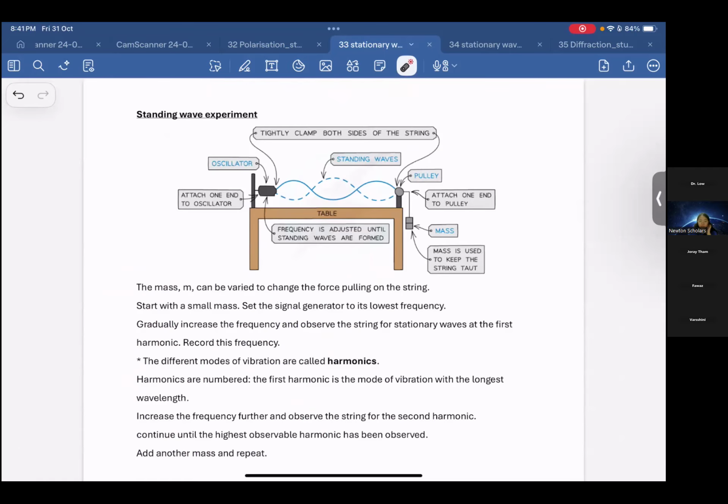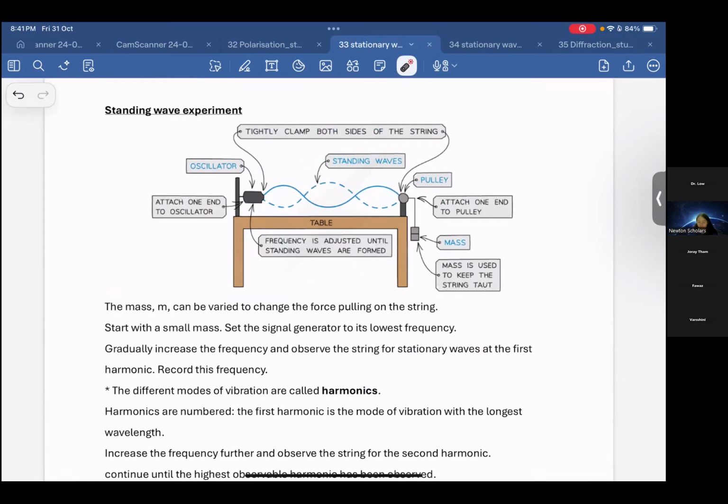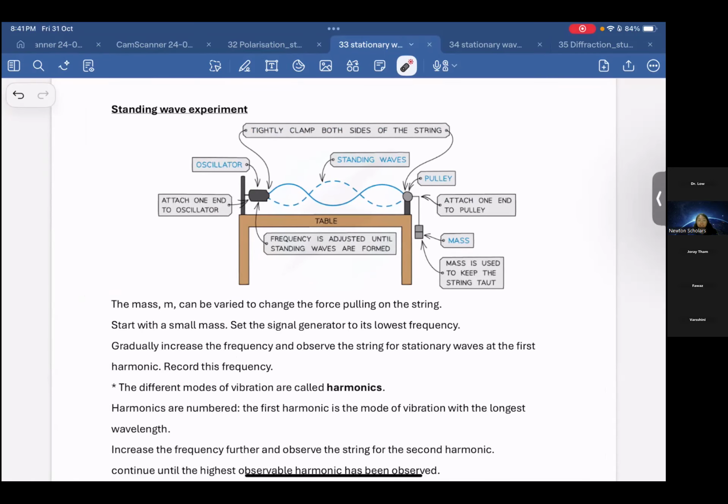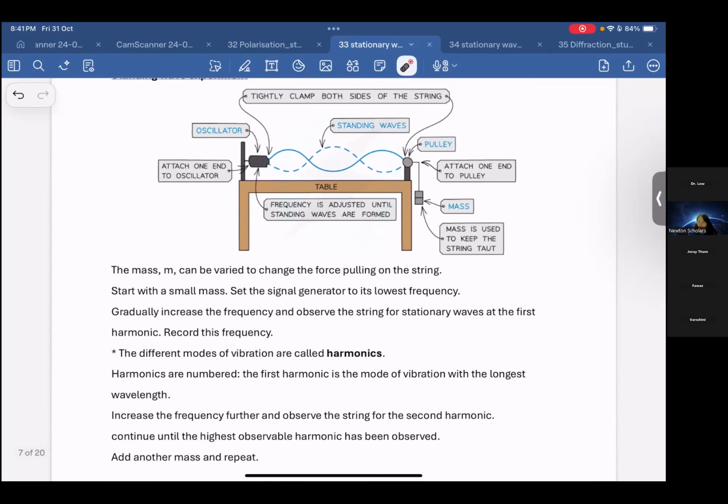Page number 7. Okay, this one is just now the video that I showed you. You can adjust either the frequency or the tension on the string. For this one, they are adding mass to increase the tension. So they will tune the frequency to get a different mode of vibration. So we will get harmonics. We'll get first harmonic, second harmonic, third harmonic.